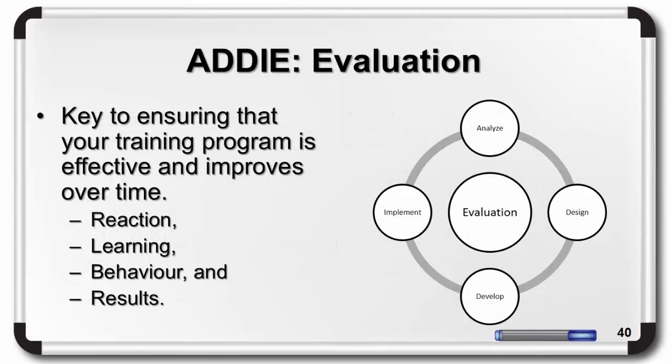The final stage of the ADDI design process, evaluation, is key to ensuring that your training program is effective and improves over time. Some representations of the ADDI model stress the importance of evaluation so much that they place it at the center of diagrams, highlighting that evaluation takes place during each of the other stages. There are different types and levels of evaluation for educational products and curriculum, which I'll introduce now, but spend much more time articulating in later lessons. These include reaction, learning, behavior, and results.